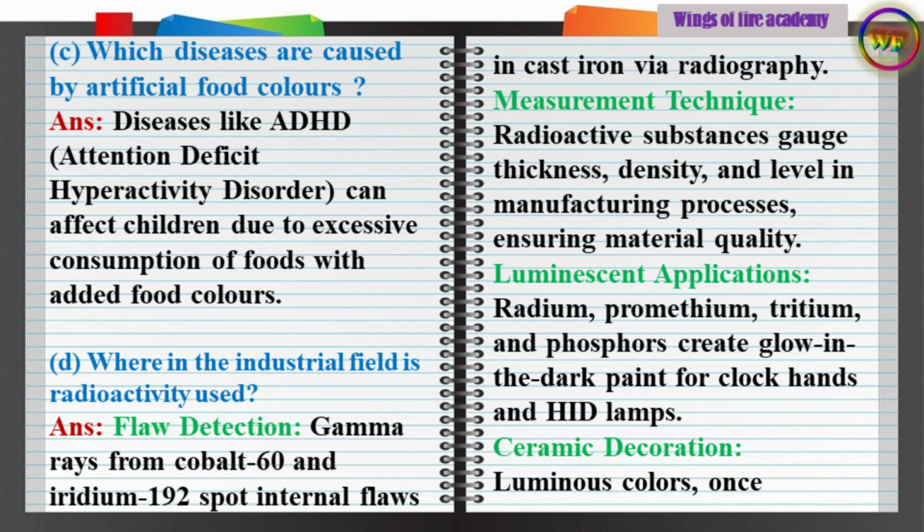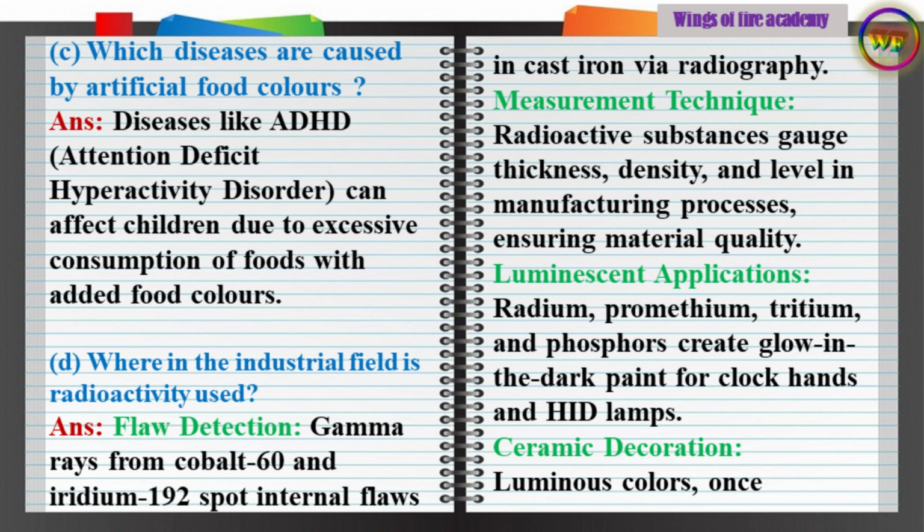C. Which diseases are caused by artificial food colors? Answer. Diseases like ADHD, Attention Deficit Hyperactivity Disorder, can affect children due to excessive consumption of foods with added food colors. D. Where in the industrial field is radioactivity used?